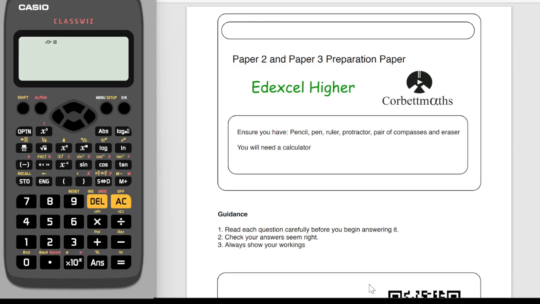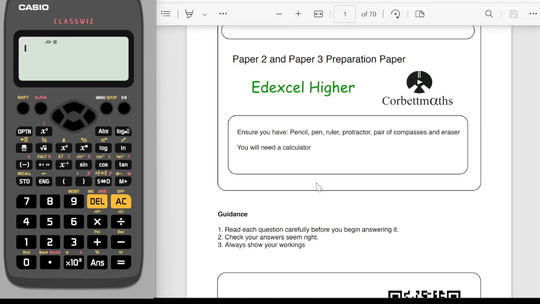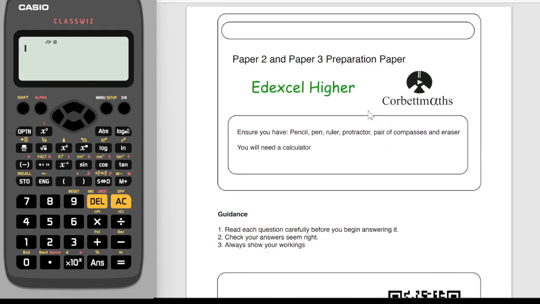Today we're looking at the Corbett Paper 2, Paper 3 preparation paper. It's all based around possible topics that could be on Paper 2 and Paper 3. Really good, really deep, lengthy paper. I'm doing this in front of a live studio audience, in front of my full Year 11 group. And we'll see how this goes.